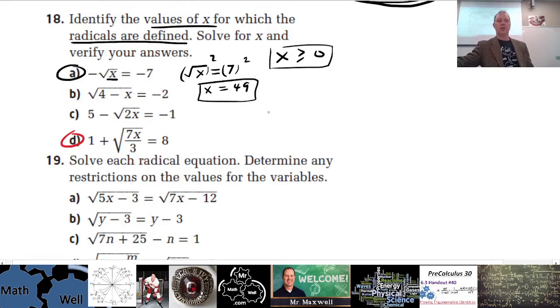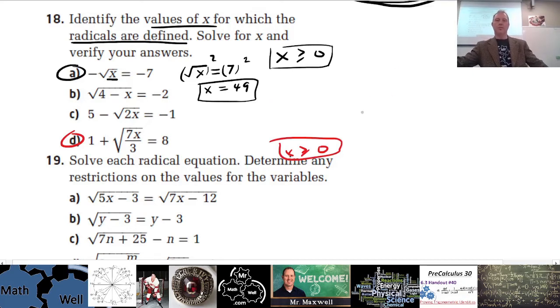It's got a fraction there, no problem. 7x over 3 must be greater than or equal to 0. We know that. So you multiply both sides by 3. 0 times 3 is still 0. So x has to be greater than or equal to 0, because when you divide by 7, you still get 0. So as long as x is positive or 0, we're okay, because as soon as x is negative, that makes this whole thing negative, which is not good. So x has to be greater than or equal to 0.